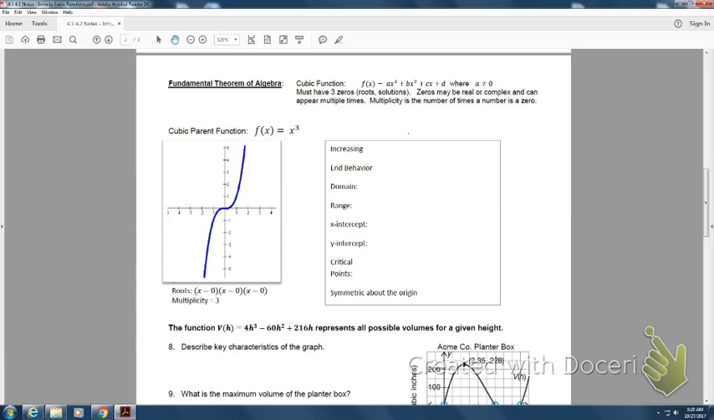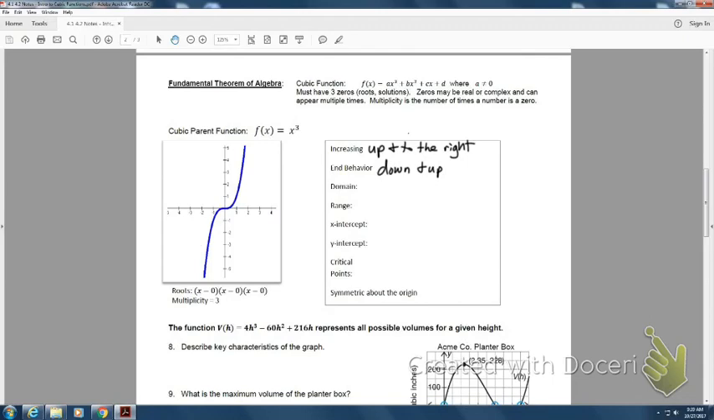So on the increasing part, it goes up from left to right, or you can put up and to the right. We'll kind of talk about a little bit of that towards the end, especially about end behavior. Right now on end behavior, I just want you to put that it is going down and up, and we will clarify that on the next page a little bit more.